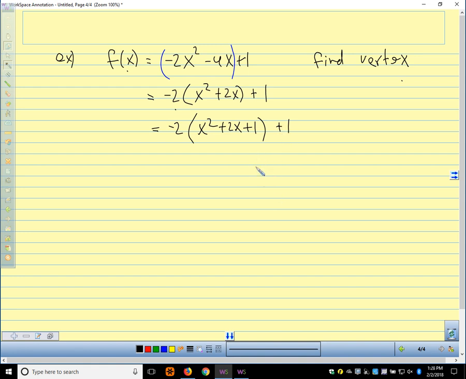But we have to be careful here, because this negative 2 is being distributed to everything. So I'm not adding 1 here. I'm subtracting 2, because when I distribute this, it's a negative 2. So I have to add 2 out there so that I end up adding 0. So when you factor out that leading coefficient, remember it's being distributed into the parentheses.